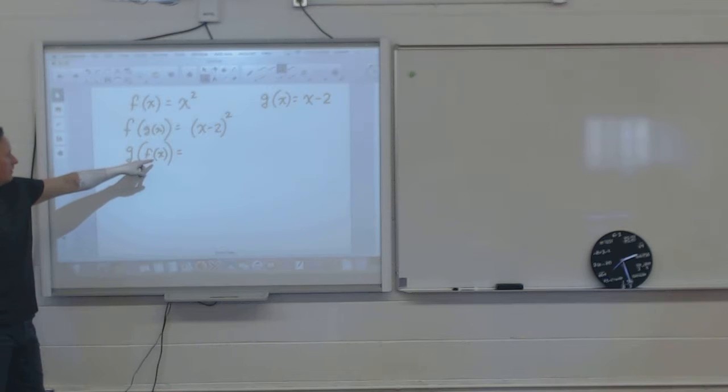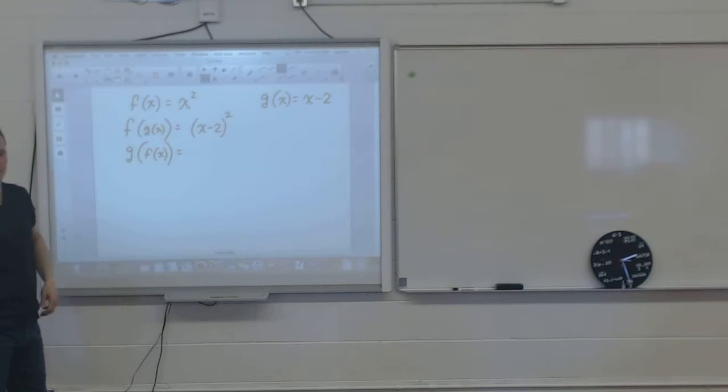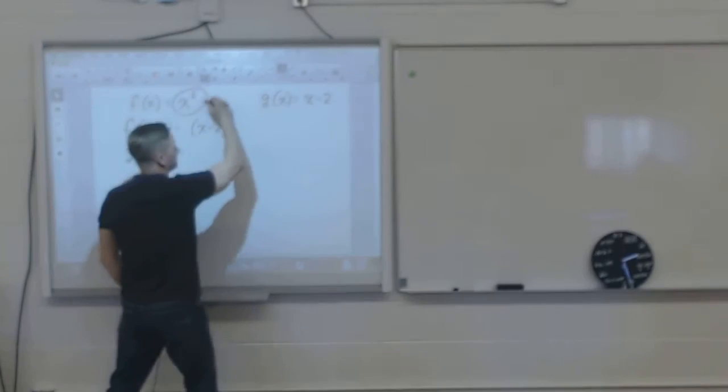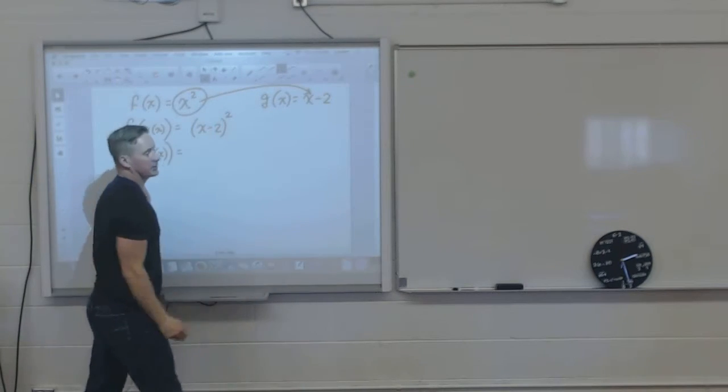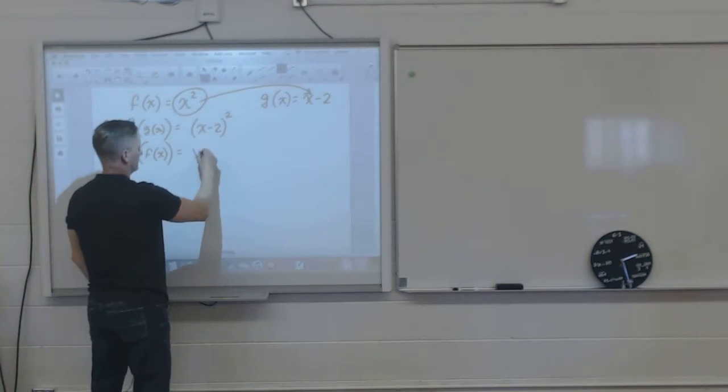What's this telling me to do? I have to put the x squared into the g of x for x. You take this and put it in for that x right there. X squared subtract 2.